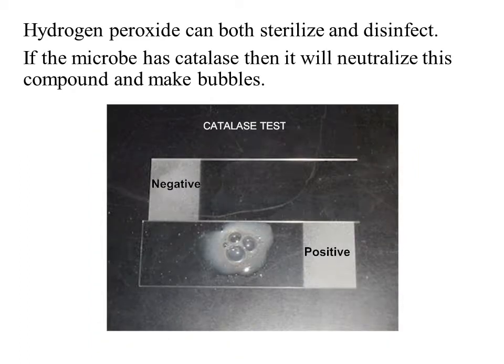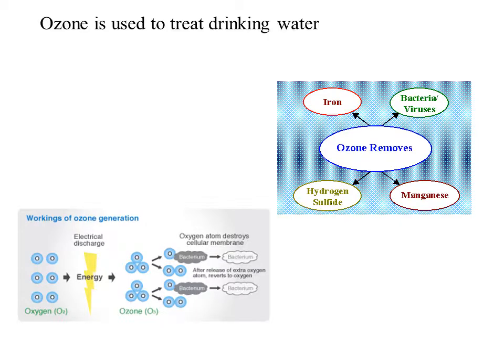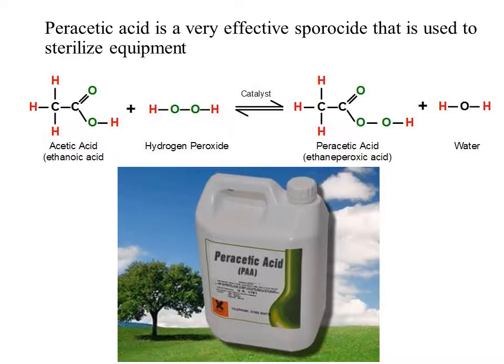Hydrogen peroxide can both sterilize and disinfect. If the microbe has catalase, then this enzyme can neutralize hydrogen peroxide. When this occurs, bubbles will be produced. Ozone is used to treat drinking water. It destroys the microbes and viruses in it. Peracetic acid is a very effective sporicide that is used to sterilize equipment.